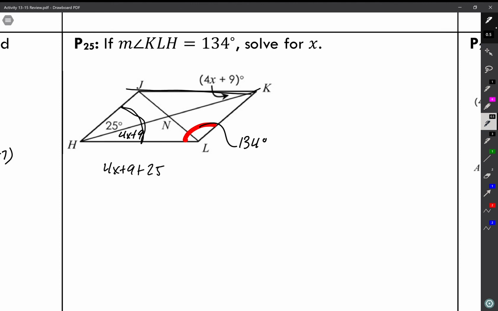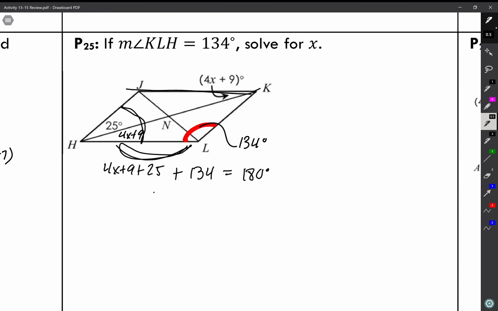But I also know, ooh, I did that wrong in the key. Goodness gracious, I did that wrong in the key. I am so sorry. So in my key, don't pay attention to that. Pay attention to what I'm doing right here. These two consecutive angles are supplementary, so I can add 134, and it's going to be equal to 180 degrees.